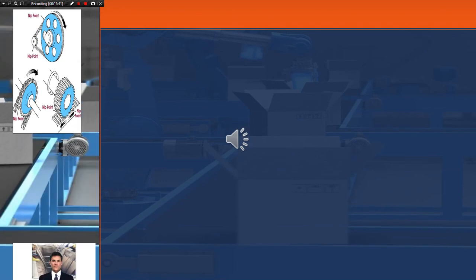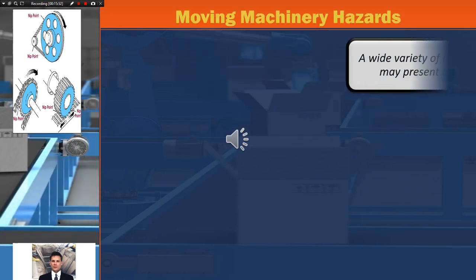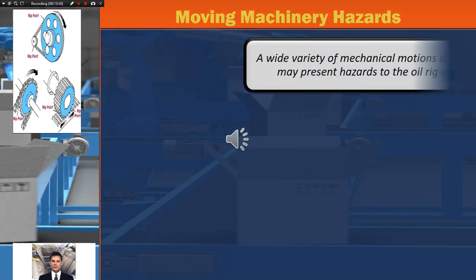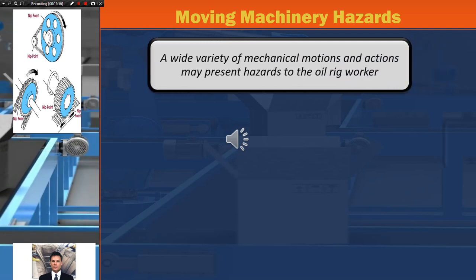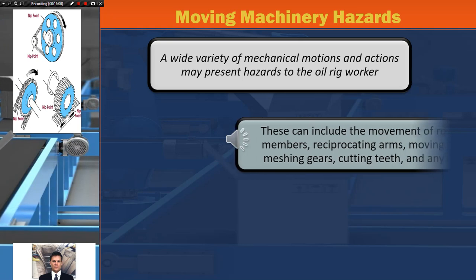A wide variety of mechanical motions and actions may present hazards to the industrial worker. These can include the movement of rotating members, reciprocating arms, moving belts, meshing gears, cutting teeth, and any parts. These different types of hazardous mechanical motions and actions are basic, in varying combinations, to nearly all machines.